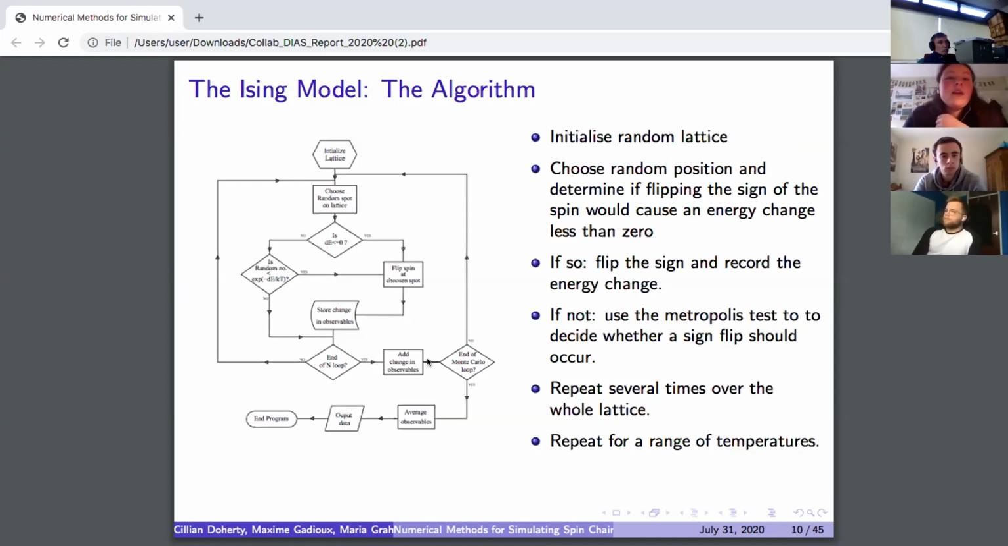And then this is repeated several times over the whole lattice. And what you're left with then is a Markov chain of these energy changes. And then you can perform calculations on these. We calculated the expectation value of this energy. And then we repeated this for a wide range of temperatures in order to determine what temperature the phase transition occurs at.